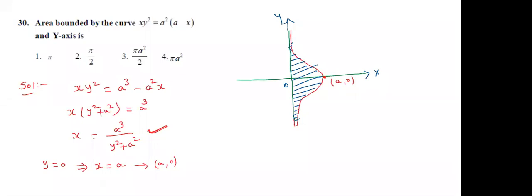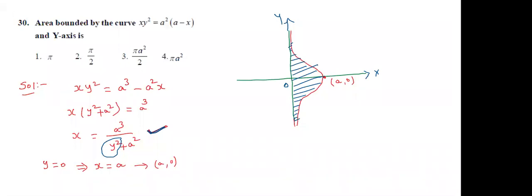In place of y, substitute any real number. Here y square is there. That's why you will get positive only. If you take y is equal to 0, the x value you will get is exactly a. So that's why I have taken this point.